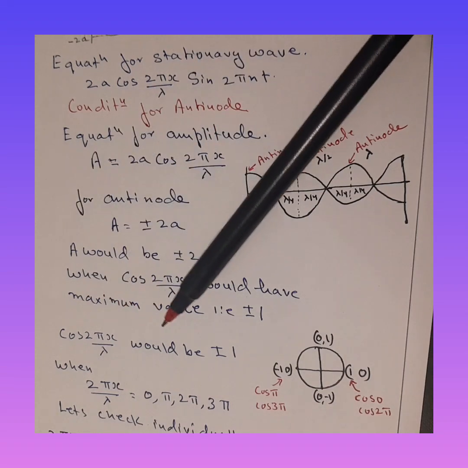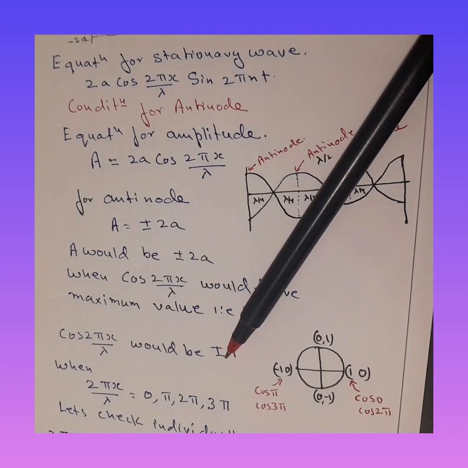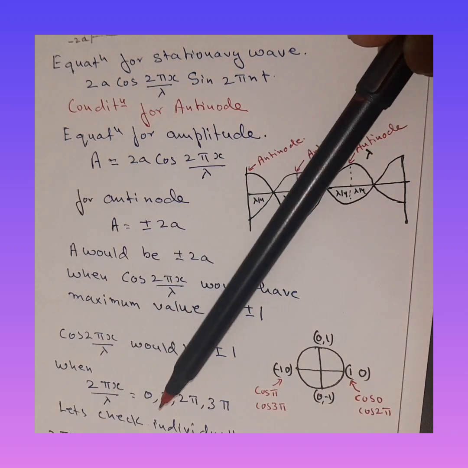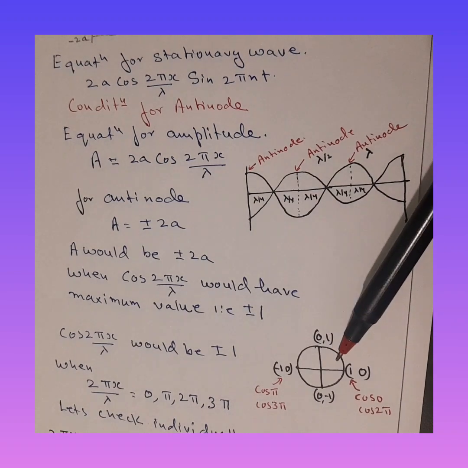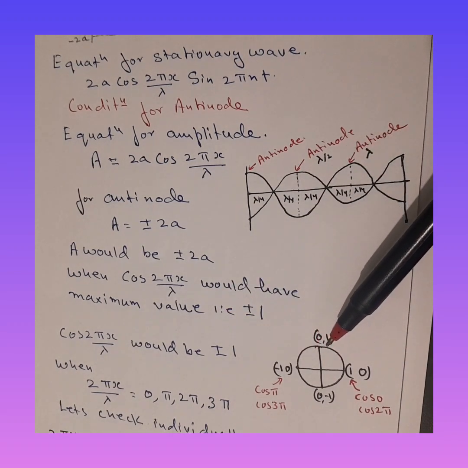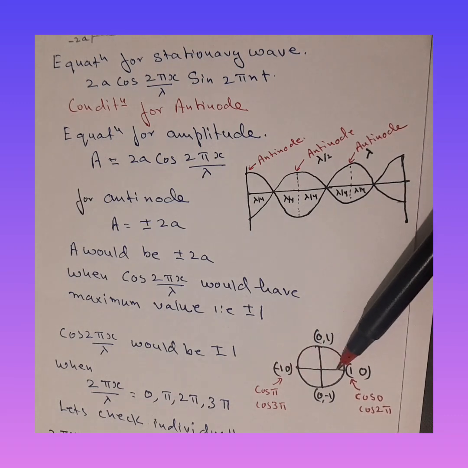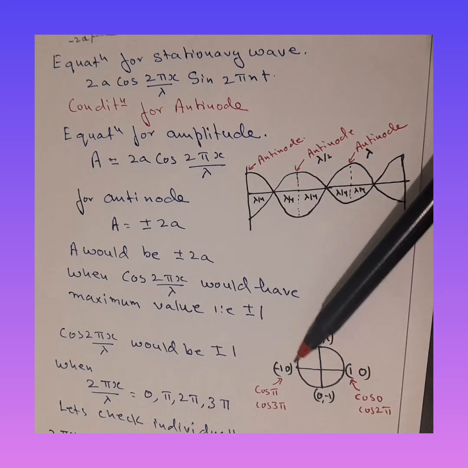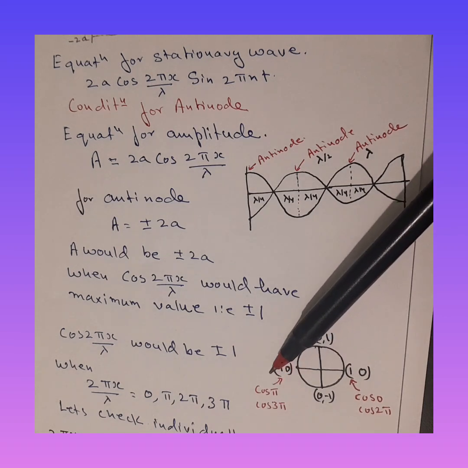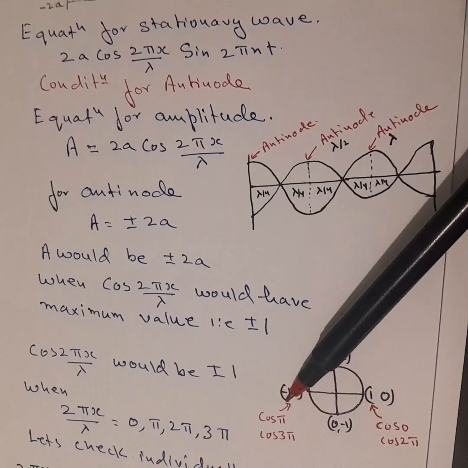Alright, so let's get back over here. So cos 2 pi x over lambda would be plus minus 1. Alright, so when would it be plus minus 1? 0, pi, 2 pi. Let's visit this. Now here we want cos to be plus 1 and minus 1. X-axis cos. So at cos 0 it would be 1. Then again rotate it, cos pi would be minus 1. Again rotate it and come back over here, cos 2 pi would be plus 1. Again and again rotate it, cos 3 pi would be minus 1.